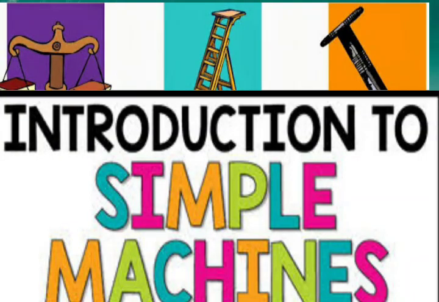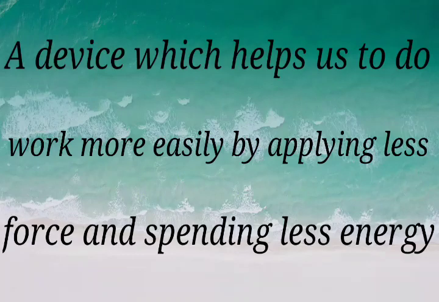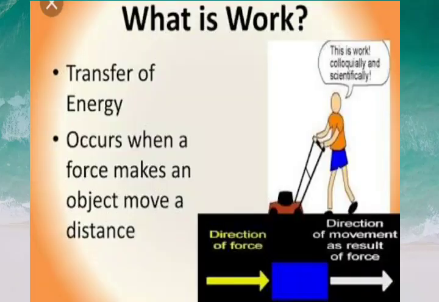So now let's start simple machines. First, let's discuss what a machine is. We can say that a machine is a device which helps us to do work more easily by applying less force and spending less energy. Two words come in this definition: work and energy. So what is work and what is energy?